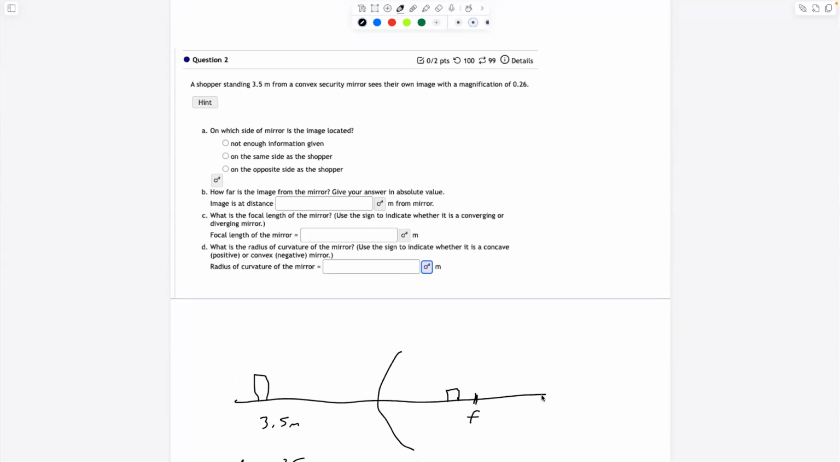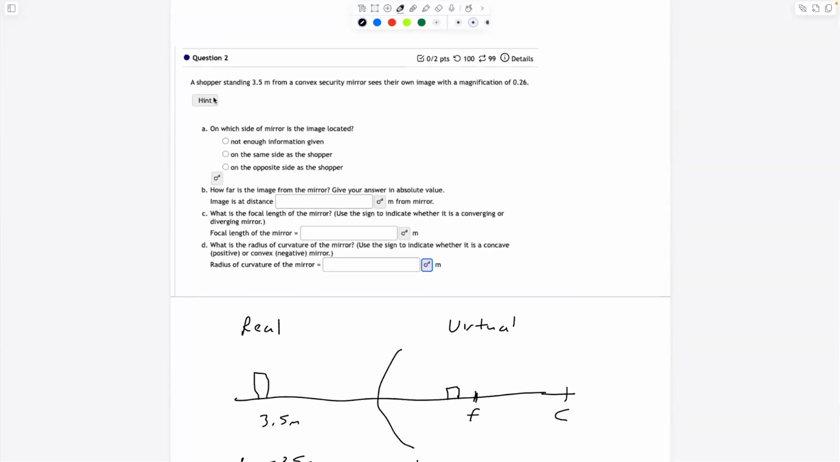The radius of curvature, this is the center, this is the radius of the curvature, and that's twice the focal length. Convex mirrors also produce images over on this side. These will be virtual images. Anything over here is virtual, anything over here is real. Convex mirrors always produce virtual images.